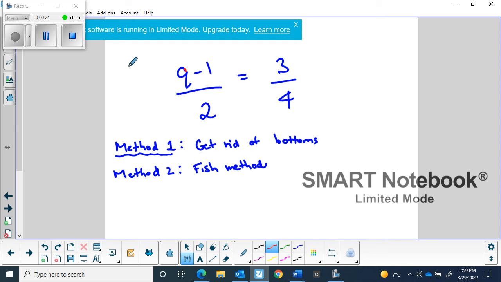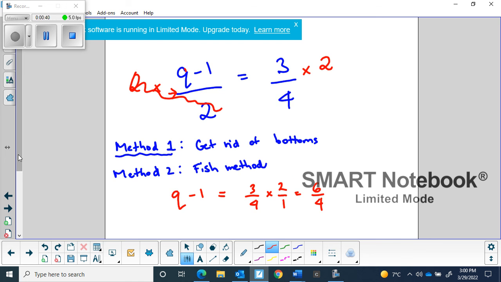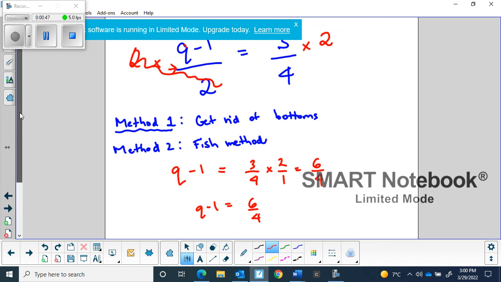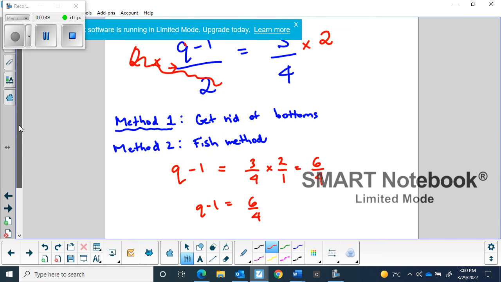And so if we're dividing by 2, the opposite here would be to multiply by 2. So I multiply both sides by 2. And when I do that, the 2 is gone. And so I have q minus 1 equals 3 over 4 times 2 over 1, which is 6 over 4. And I can keep going like this using that fraction, or I can actually get rid of the fraction a bit sooner.